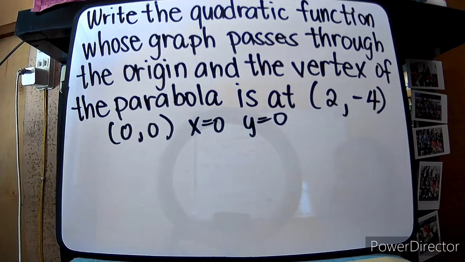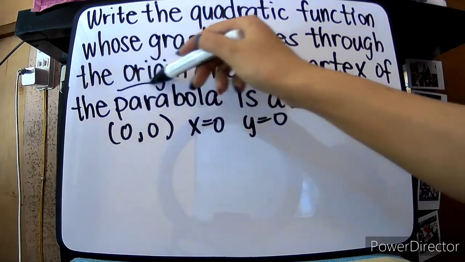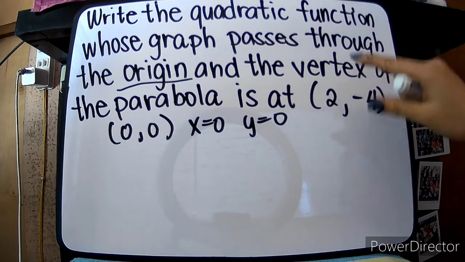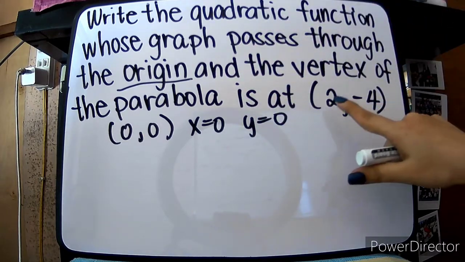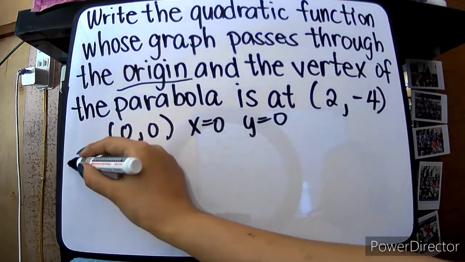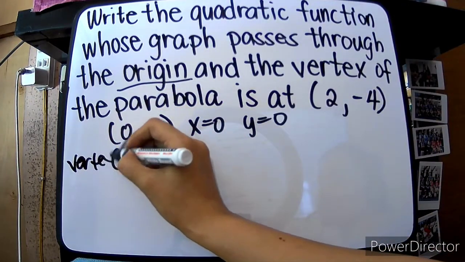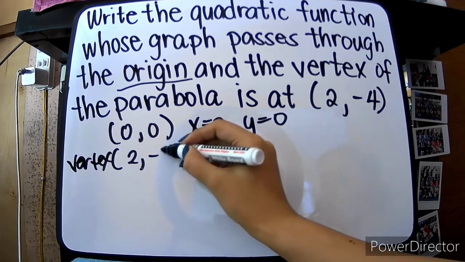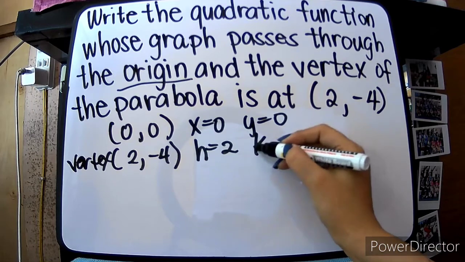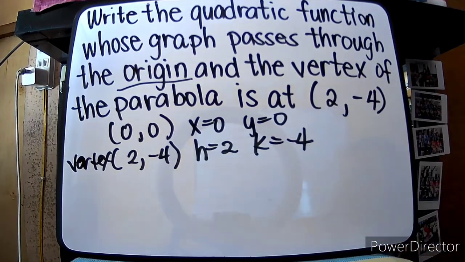So, saan ko yan nakuha? Kasi sabi po sa origin. Origin is yung (0, 0). Yun yung x and y, kasi hindi naman yun yung vertex. Dun dumaan yung graph natin. And then, the vertex of the parabola is (2, -4). So, dahil ito yung vertex, so we could say our h is 2 and our k is -4. And that's the time we will be finding for a.